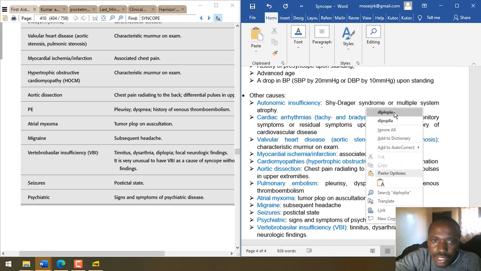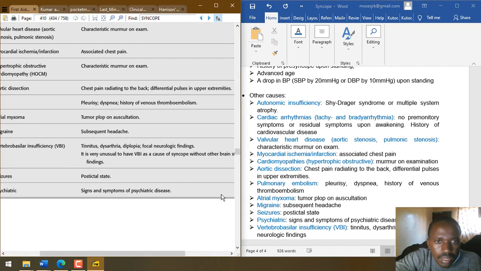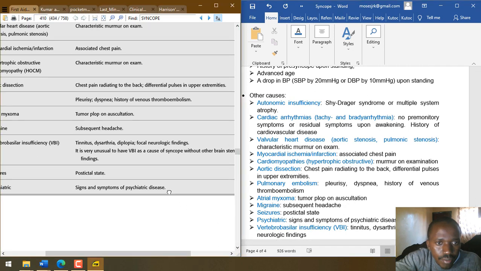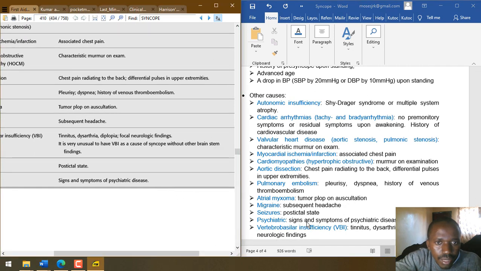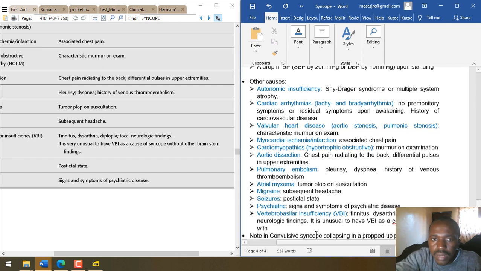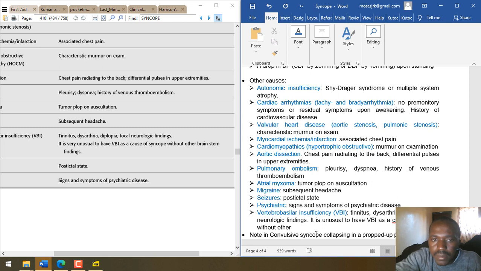All right. So focal neurological findings. So it is very unusual to have VBI as a cause of syncope without other brainstem findings. So that's very important. It is unusual to have VBI as a cause of syncope without other brainstem findings.